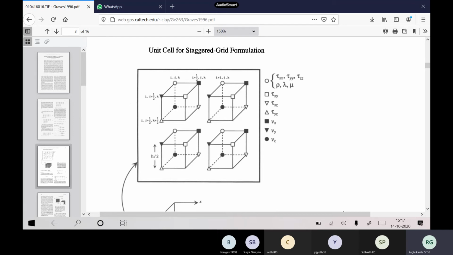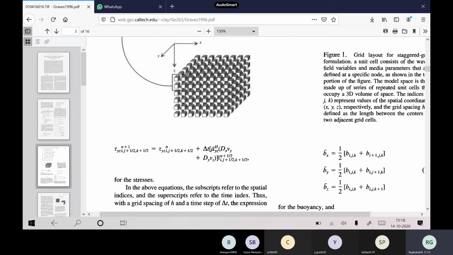For tau xy, say, you are defining at this point, whereas tau xz, okay, you are defining at this place. And tau yz you are defining at I, j plus half, k plus half actually. You followed. So automatically the staggered grid comes. Why do you get this type of staggered grid? Because you have to match a variety of derivatives actually. That's why the staggered grid comes, and so this complicates.